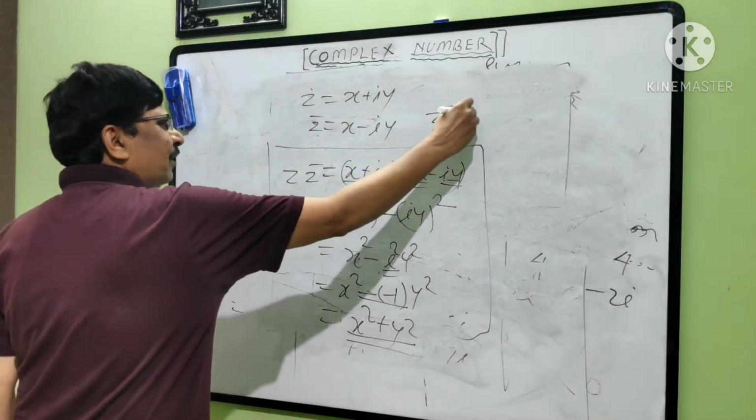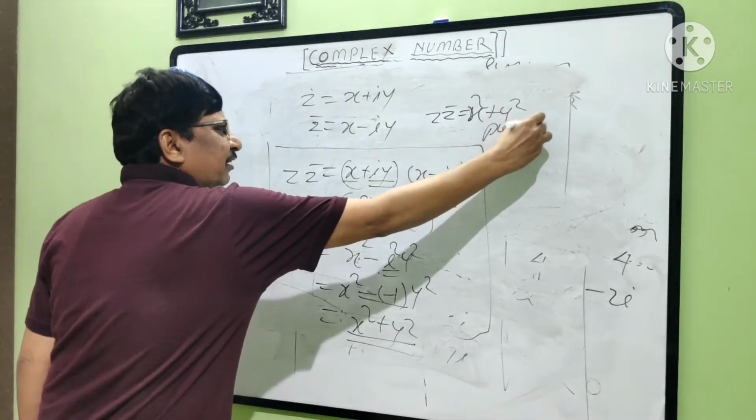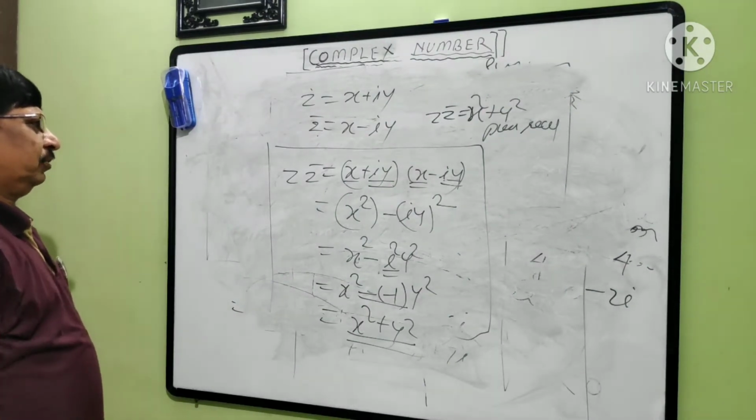So z into z bar equals x square plus y square. Purely real. There is no term of i.